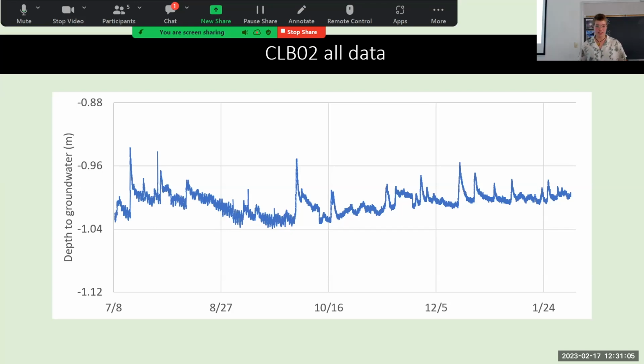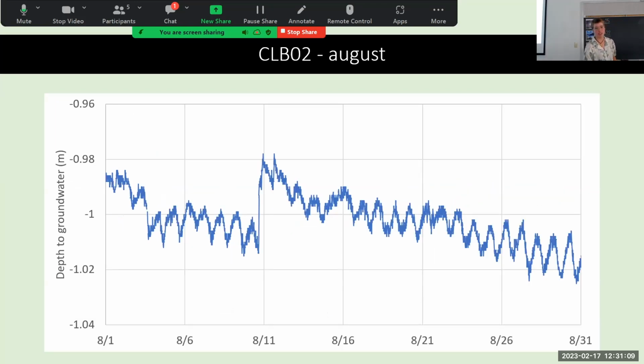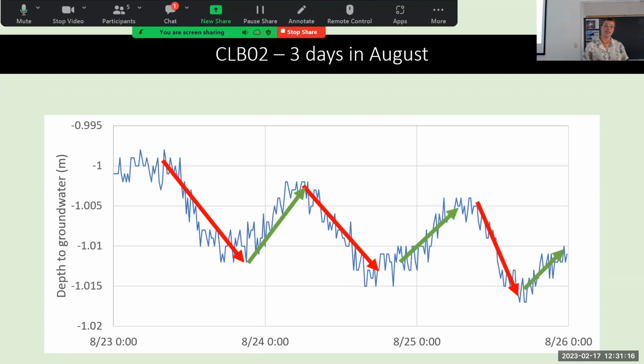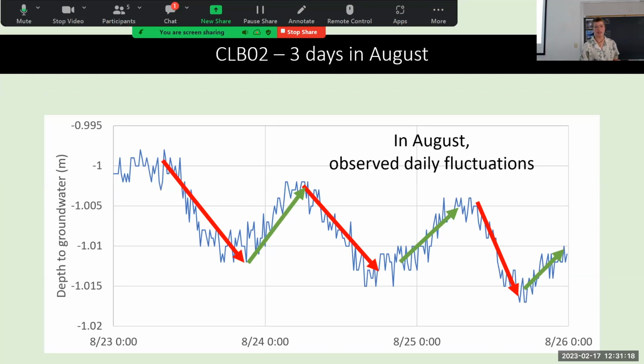And this is all of the data and it looks like a lot, but we're going to break it up. So first we're going to just look at August and you see these little fluctuations and we're going to look at them a little closer. So here you see that there are these observed daily fluctuations. It goes down, up daily. And we're going to look back at this a little bit.